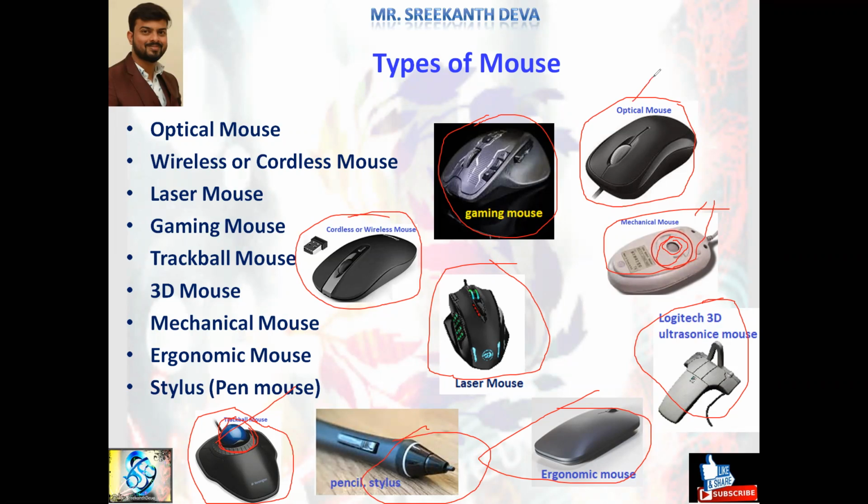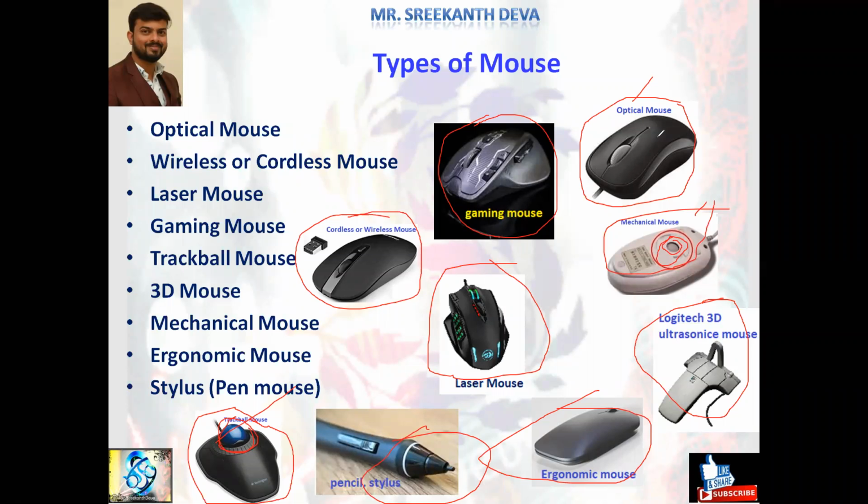See, the familiar mouse is the optical mouse. Normally we use it everywhere, right? These optical mouses. An optical mouse uses optical electronics to track its movement. It is more reliable than a mechanical mouse and also requires less maintenance. Okay. See, this is about the optical mouse.